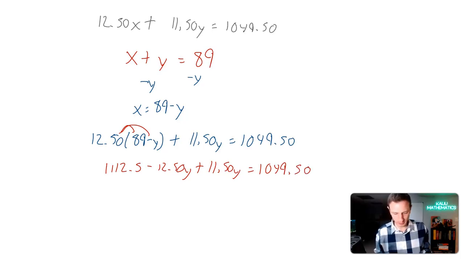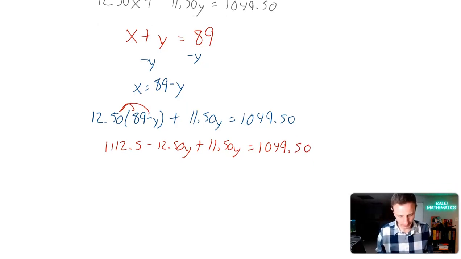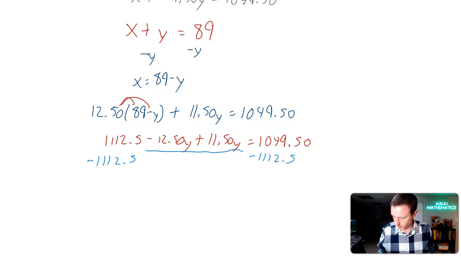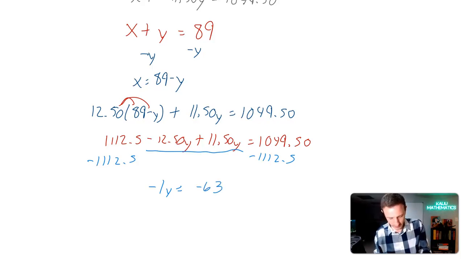Going through the solving pretty quick. Don't want to waste video time here. 2 steps, combining like terms and subtracting that over. So negative 12.50 plus 11.50 is negative 1y equals 1049.5 minus 1112.5, which is negative 63. So that gives us y equals positive 63.